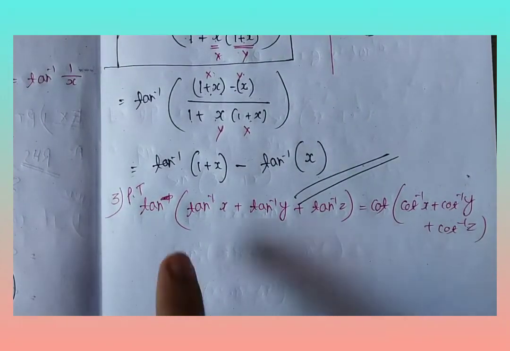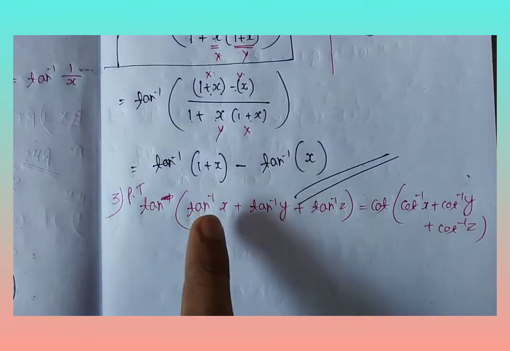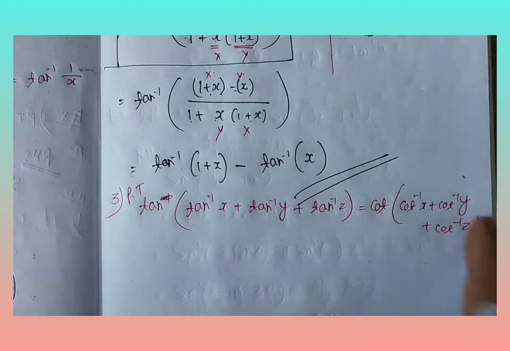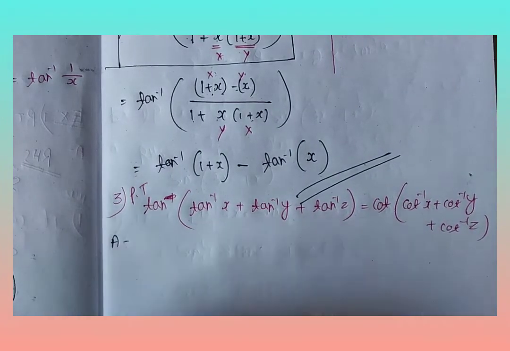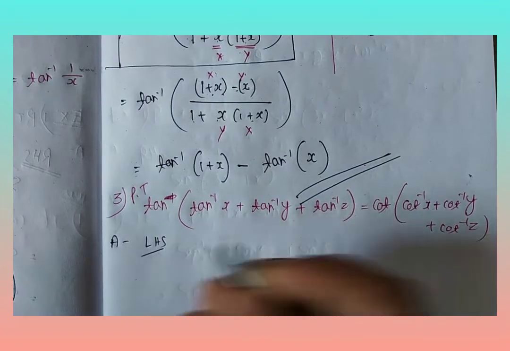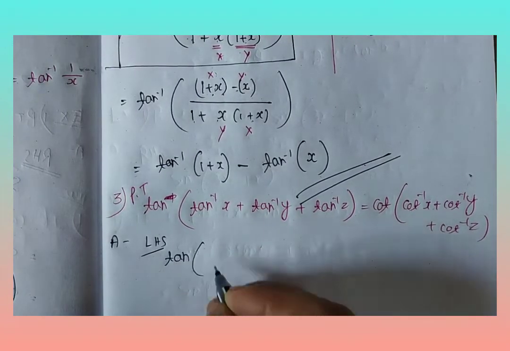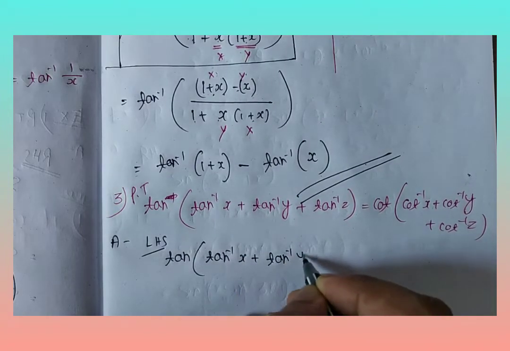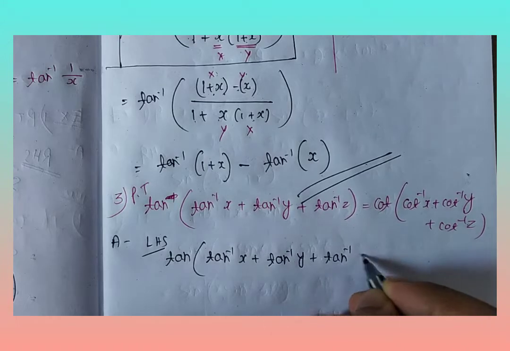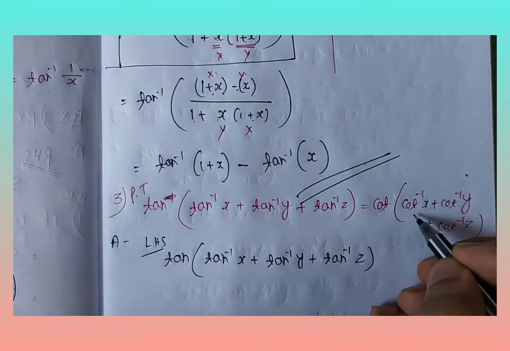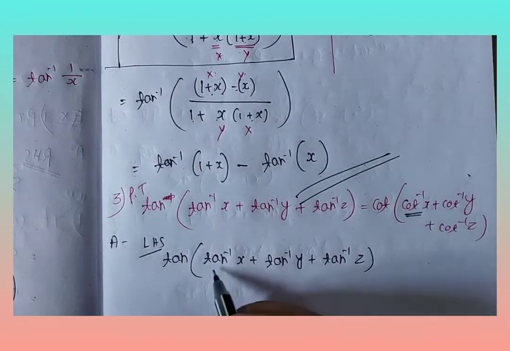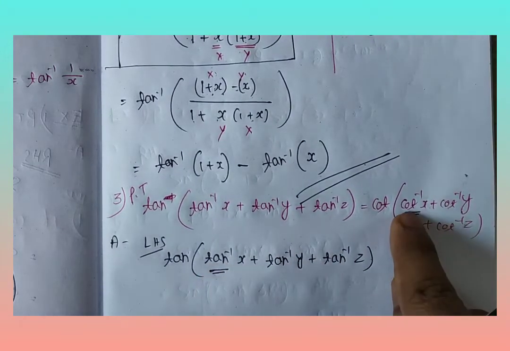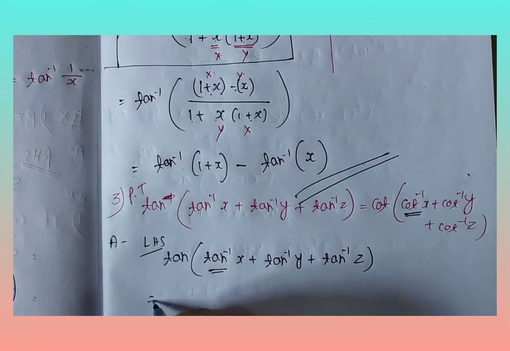This is our next question. Prove that tan inverse x plus tan inverse y plus tan inverse z equals cot inverse x plus cot inverse y plus cot inverse z. Taking the left hand side, you can take the right hand side, any side you can choose. This is our left hand side. Here we need cot inverse x, but here it is tan inverse x. That means we have to change this function into cot inverse. Simple. There are two methods.